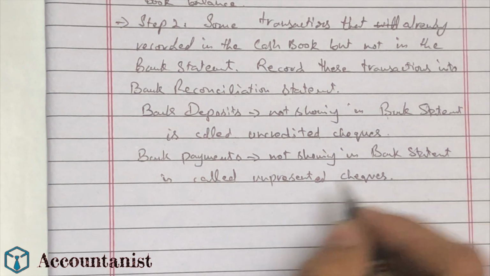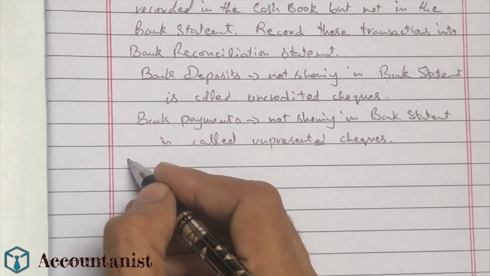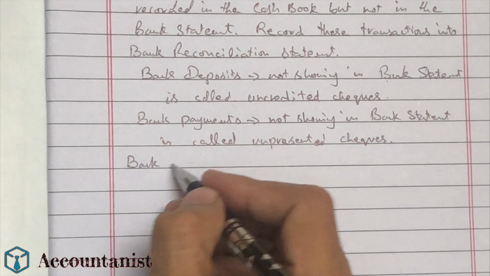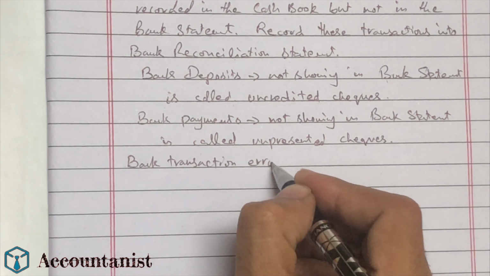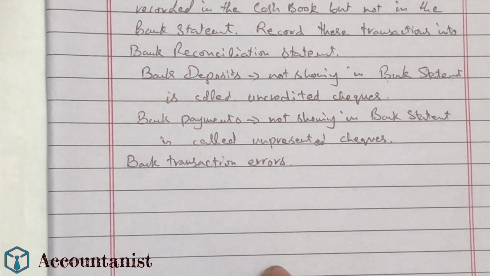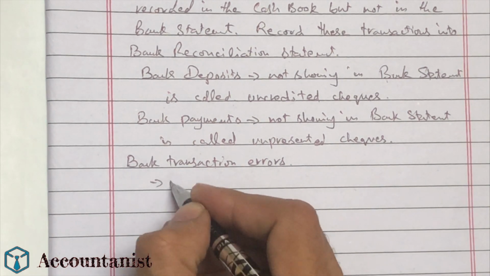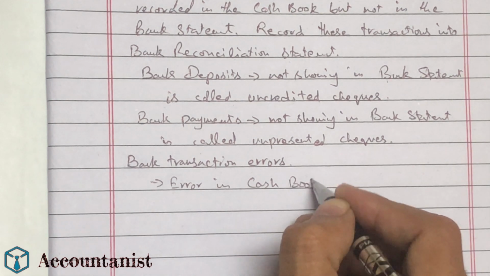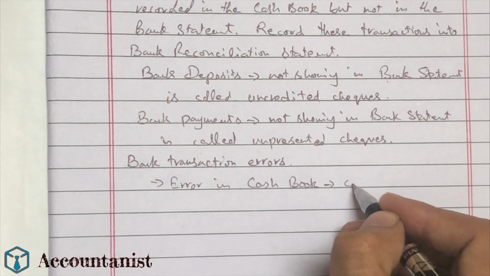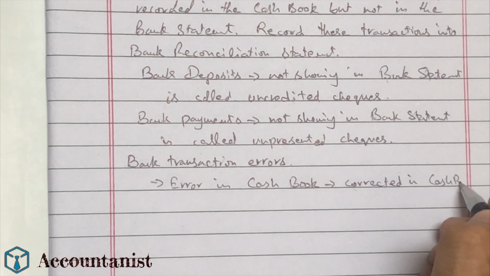So these two things will go into the bank reconciliation statement. Now there is one more thing, and that is bank transaction errors. So we need to remember that if there is an error from our side, if there is an error in the cash book, that will be corrected in the cash book.